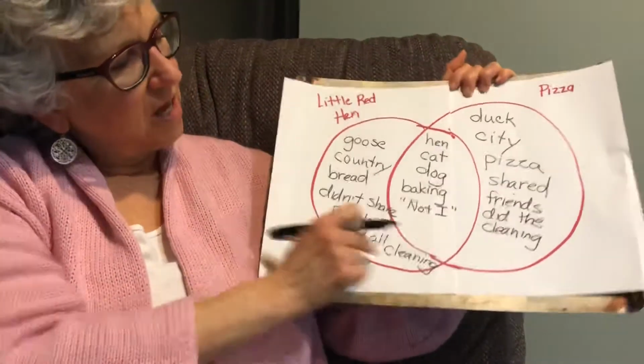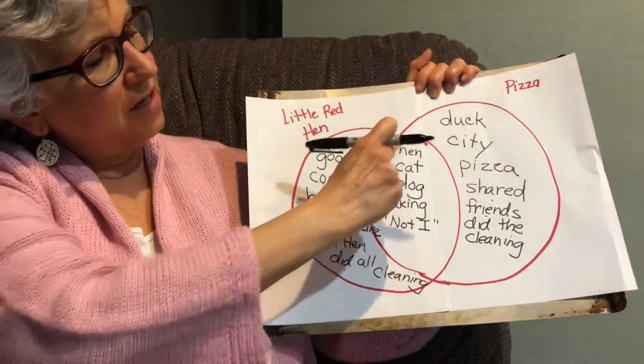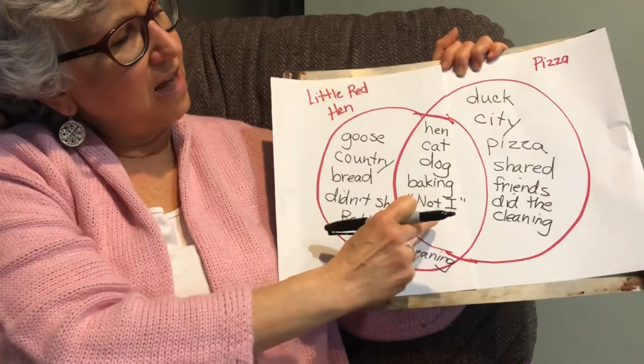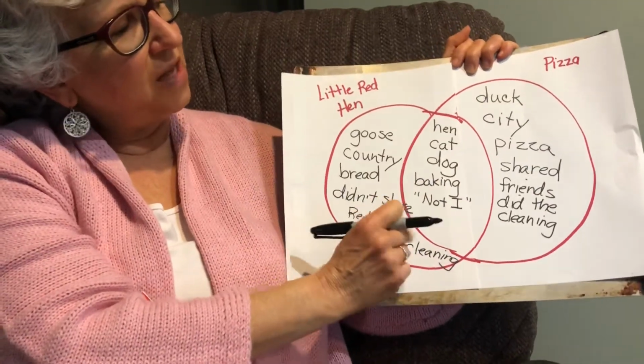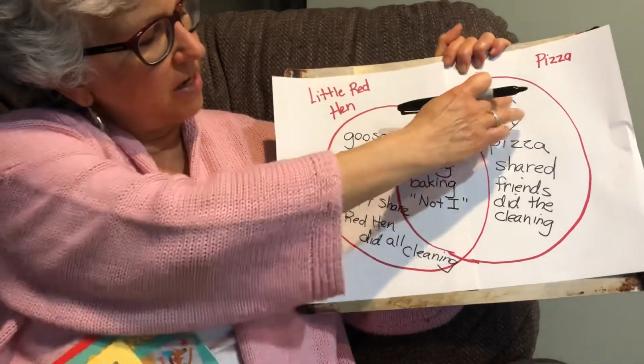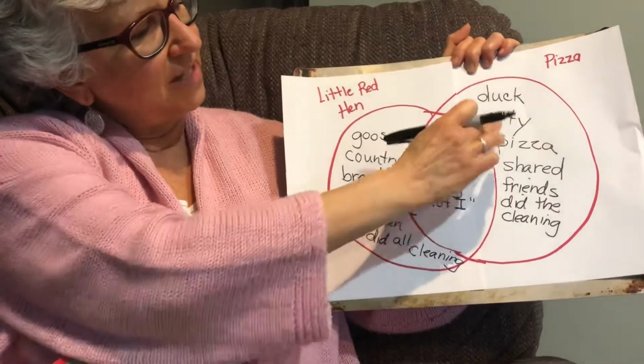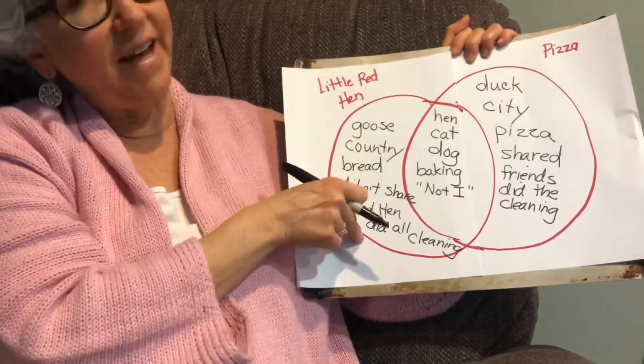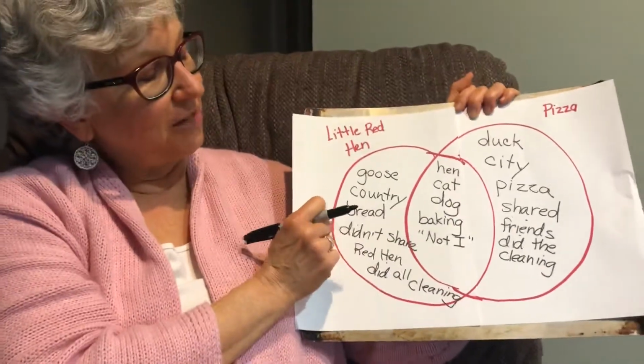So, some things were the same. Some characters were the same. They were baking and they all said, "Not I." But there were things that were different. One had a goose and one had a duck. The setting was definitely different and the things they made were different. And at the end, sharing or not sharing was different.